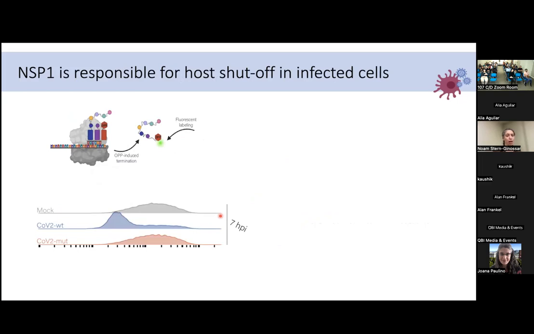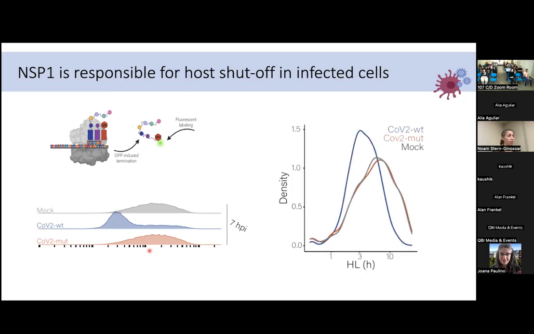So we used again the OPP experiment to label overall translation. And as I showed you before, 7 hours post-infection, there is major reduction in overall translation when we infect with the wild-type virus. But if we infect with the mutant virus, which just has a 10 amino acid deletion in NSP1, you can actually completely rescue the shutoff effect. So there is no interference with the overall level of translation.